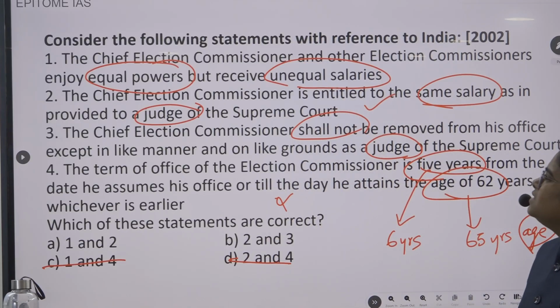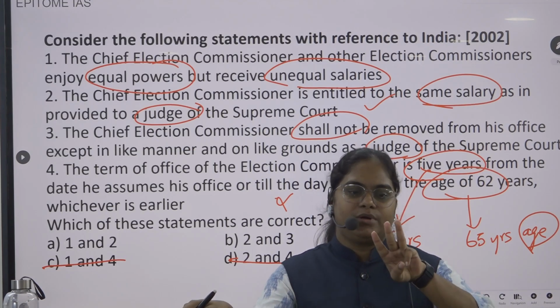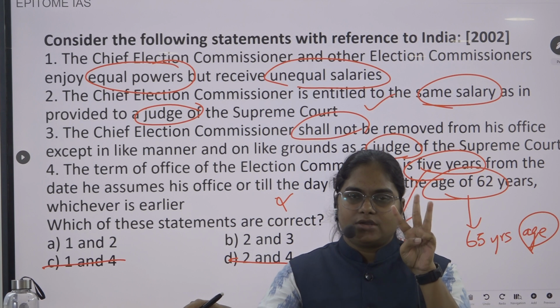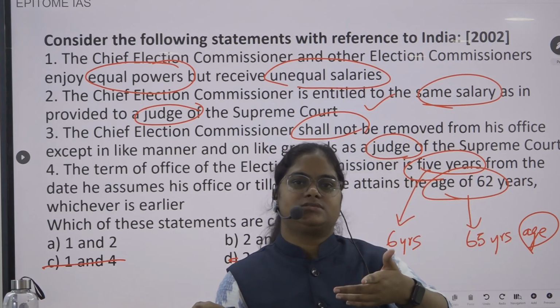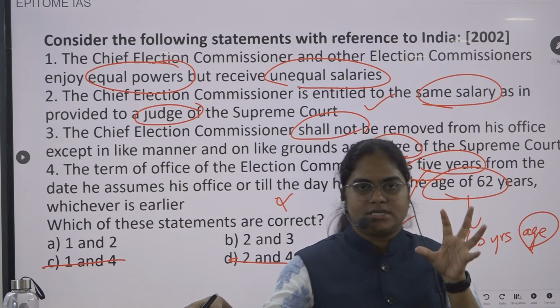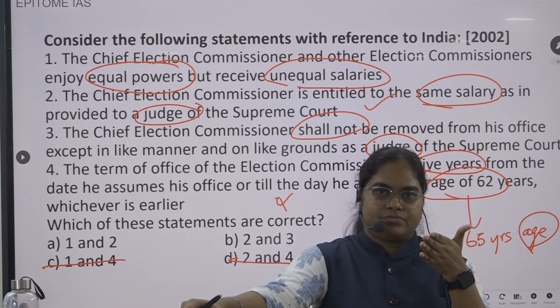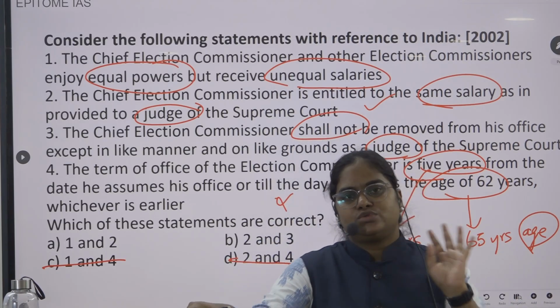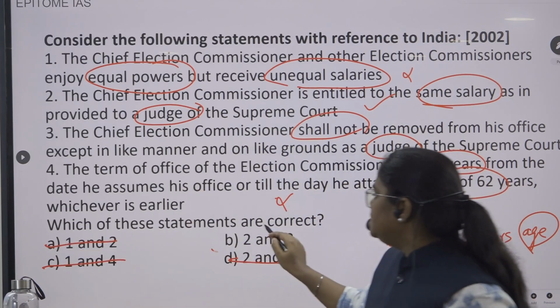Now we'll see only 1 and 3. The chief election commissioner and other election commissioners enjoy equal powers but receive unequal salaries. So technically they don't enjoy equal powers. Why? Because it is a 3-member body. Whenever, let's say, both the election commissioners other than the chief election commissioner cast their vote, and let us say this is an equal vote, who will be giving the casting vote? Like who will break the tie? When there is a tie, the chief election commissioner will be giving a casting vote and he will be breaking that tie. That is one power. There are many other powers where the chief election commissioner has somewhat higher power compared to the other election commissioners. So they are saying they have equal powers. No, they don't have equal powers. One is gone. Option B is the correct answer. Okay.